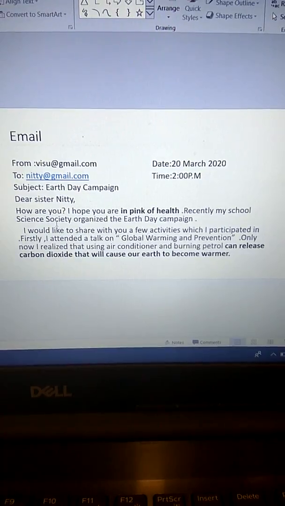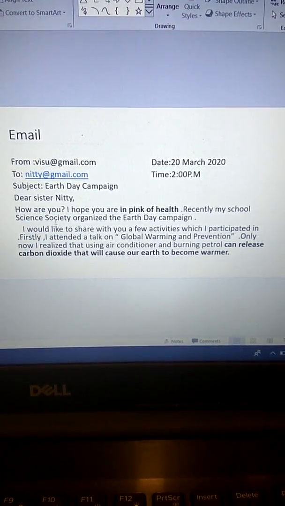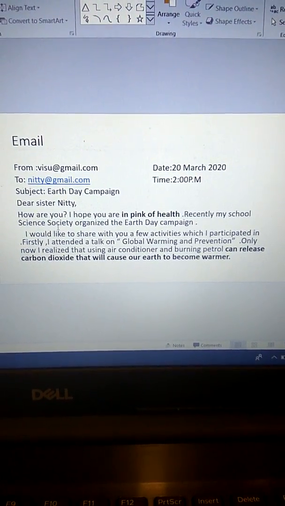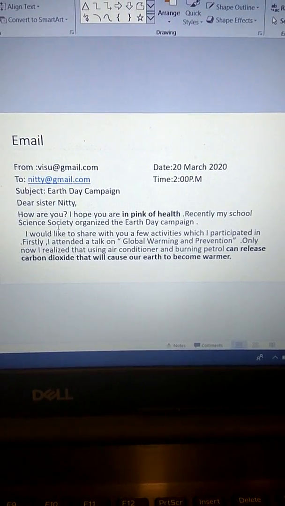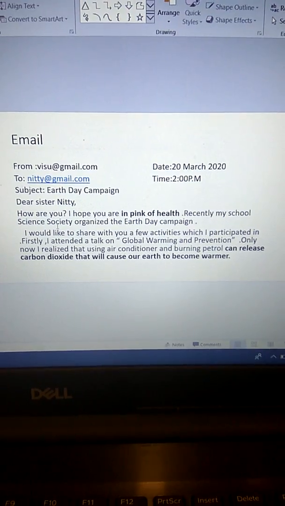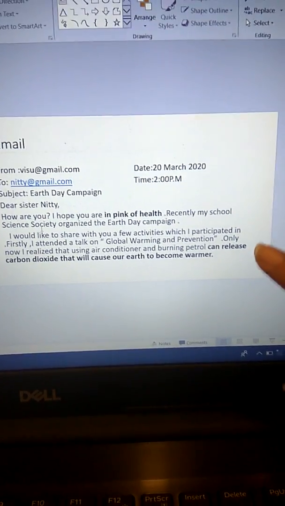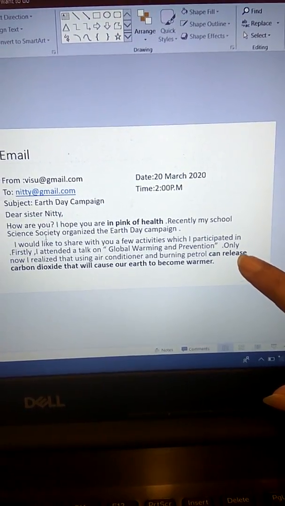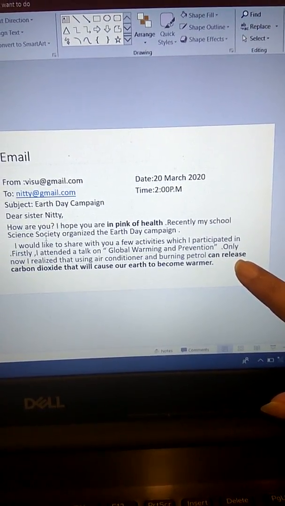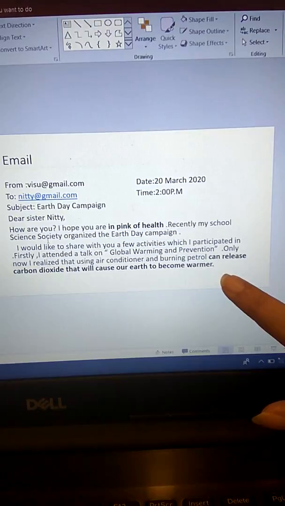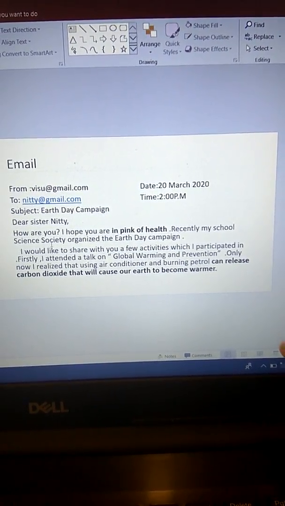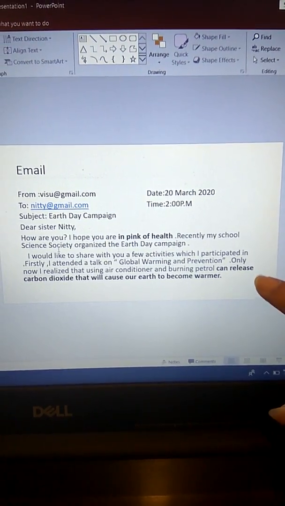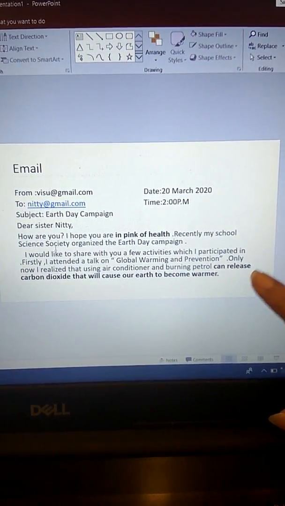Only now I realize that using air conditioner and burning petrol can release carbon dioxide that will cause our earth to become warmer. Now, this is what I mean by elaborating the points. The part that I've highlighted here, this is what I mean by elaborating the points. You don't need to elaborate very long. You just need to elaborate very briefly, a short elaboration. Okay, so this is an example for all of you.